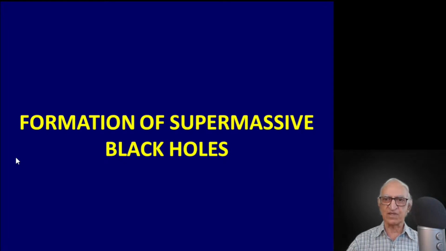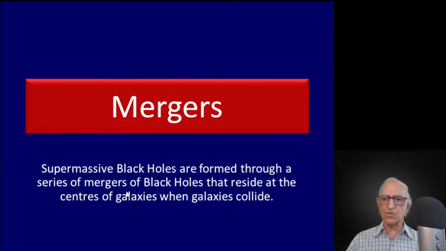Now, in conclusion, let me say a few words about the formation of such supermassive black holes, because that is really the key question. Supermassive black holes are formed through a series of mergers of black holes that reside in the centers of galaxies when galaxies collide. If you look at a deep image taken with the Hubble Space Telescope, you see galaxies in the early universe. And most of those galaxies you see are in collision with other galaxies. So the collision and mergers of galaxies was a very common event long time ago.